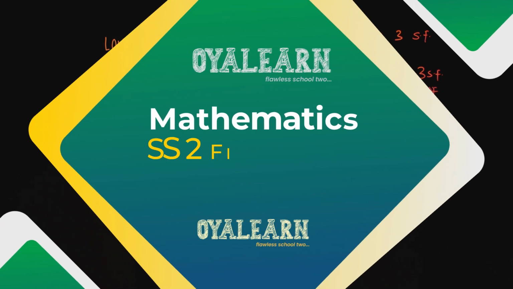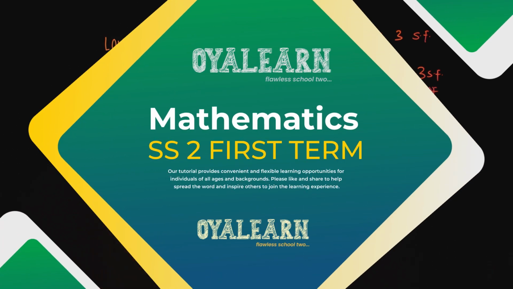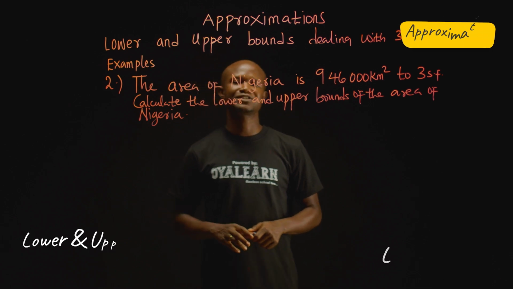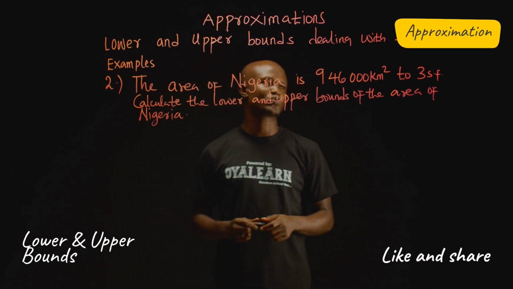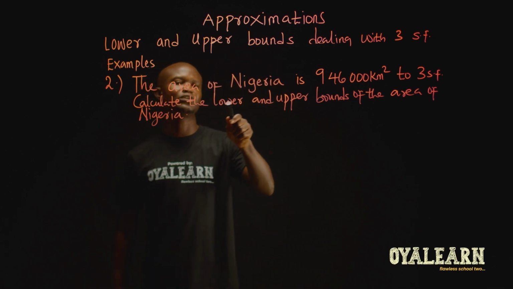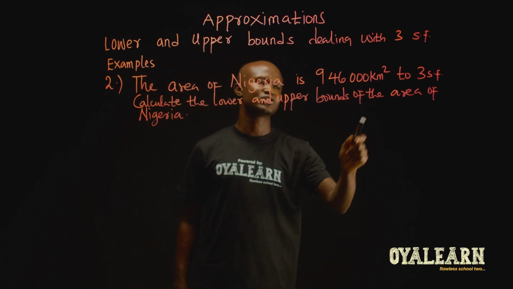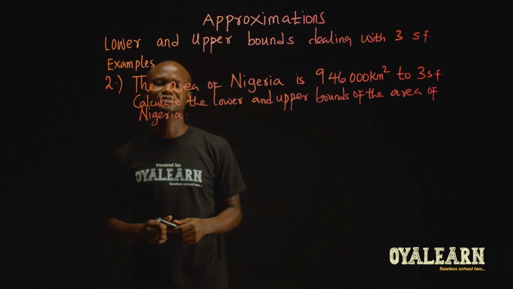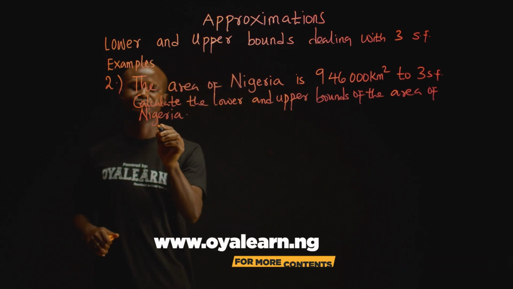The area of Nigeria is 946,000 kilometers square to 3 SF. Calculate the lower and upper bounds of the area of Nigeria. Solution.